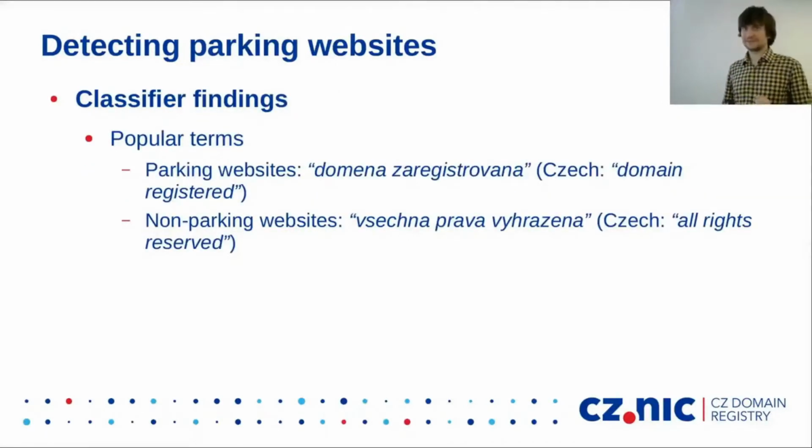There were some interesting findings about the dataset. We were able to identify popular phrases for each class. For example, for parking websites, a popular phrase that quite frequently appeared in the content was domena zaregistrowana, which means domain registered. And for non-parking websites, a popular phrase was všechna práva vyhrazena, which means all rights reserved.